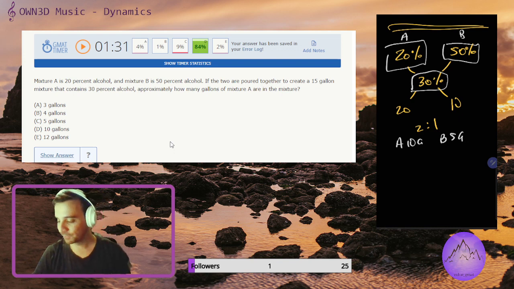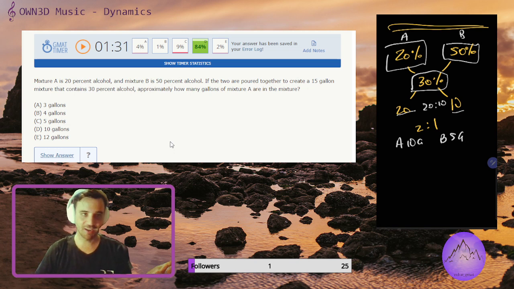And what you end up with is just being able to say, okay, well, 30 minus 20 equals 10. 50 minus 30 equals 20. And then you can just write that as the ratio. So the ratio then becomes 20 to 10 of mixture A to mixture B. In other words, there is twice as much of mixture A as there is of mixture B. So if there were 30 gallons in total, there would be 20 gallons of A and 10 gallons of B. That's what that's saying. So 20 to 10 is the same as 2 to 1.